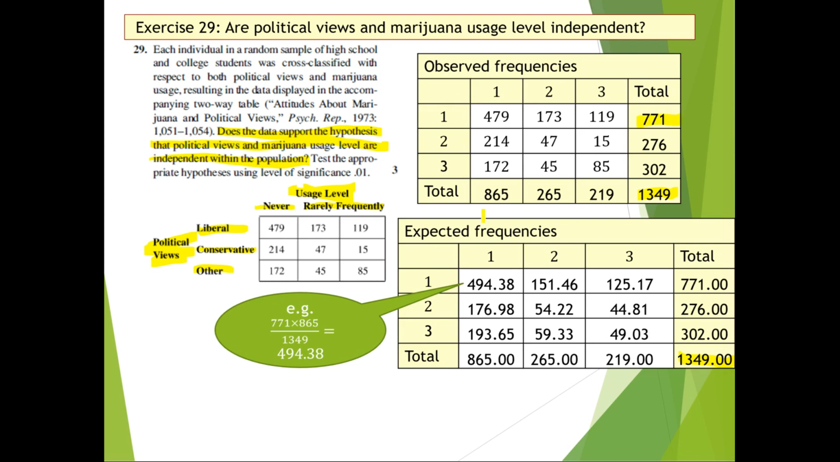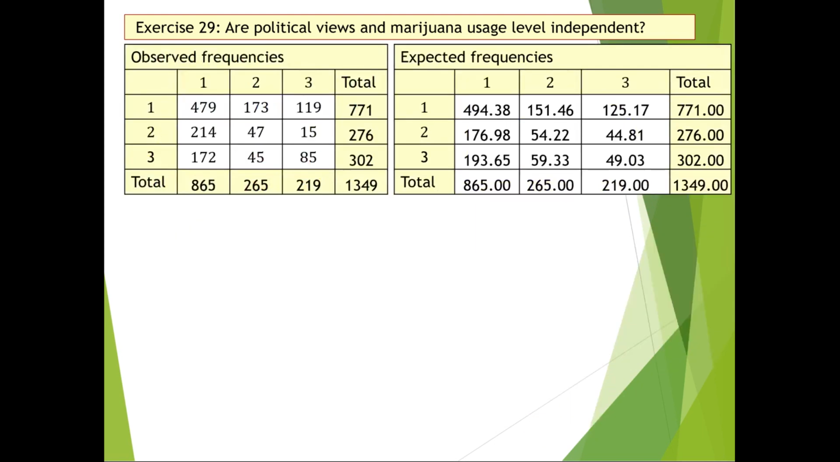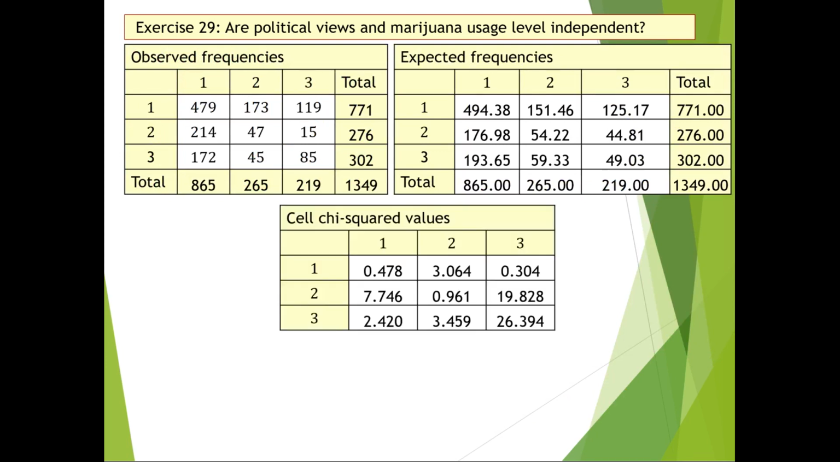Row total 1, column total 1 divided by the grand total. And another one, third row, third column, was row total 3, column total 3 divided by the grand total. So if we compare observed and expected frequencies, we get our cell chi-square values.